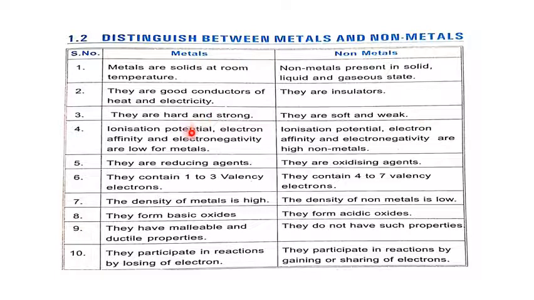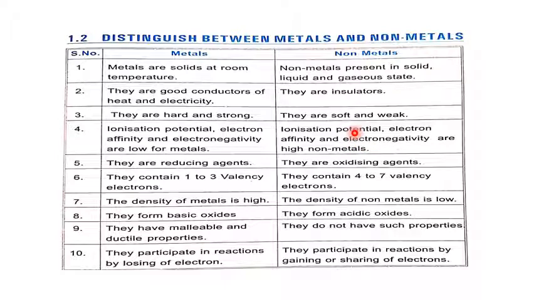Next, ionization potential, electron affinity, and electronegativity are low for metals. I already explained this. Next, for non-metals, ionization potential, electron affinity, and electronegativity are high.